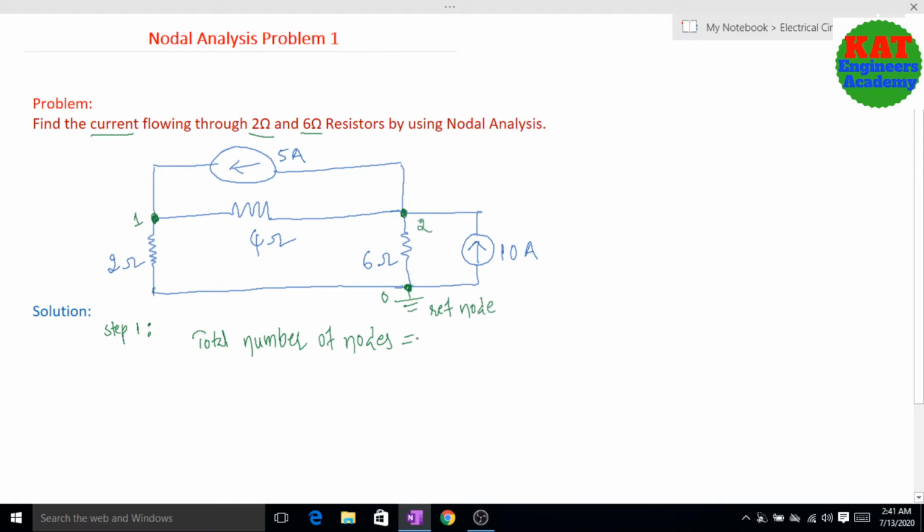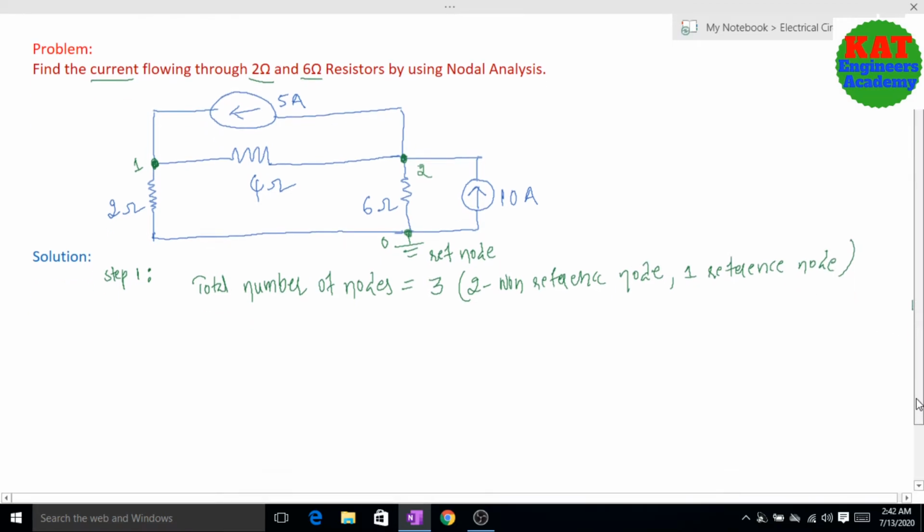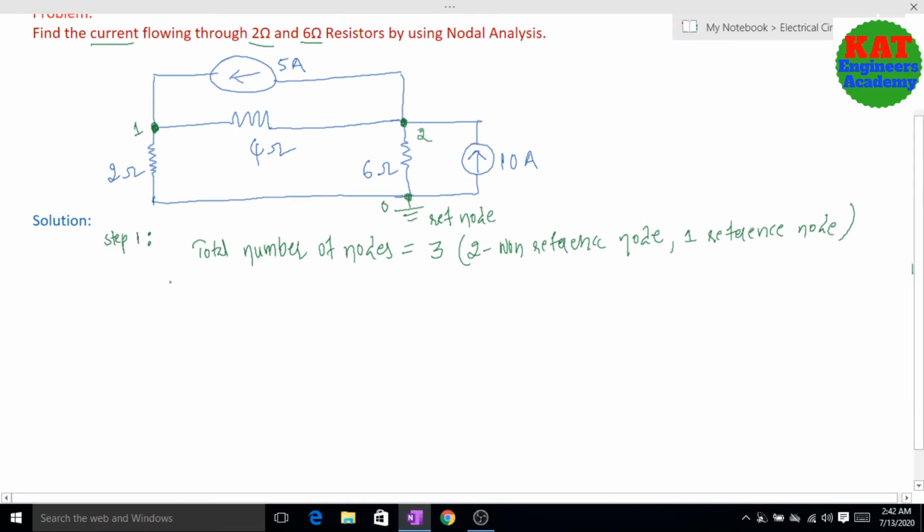So finally the nodes are 0, 1, 2. So the total number of nodes is 3. In that, 2 are non-reference nodes. It is very important: you have to mention the non-reference nodes as well as the reference node. So 1 is the reference node, and 2 are the non-reference nodes. So this is the first step. Everyone follow this: the first step is to identify the number of nodes. Finally here we have 3 nodes. Next, step 2.